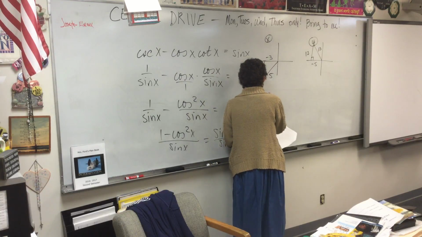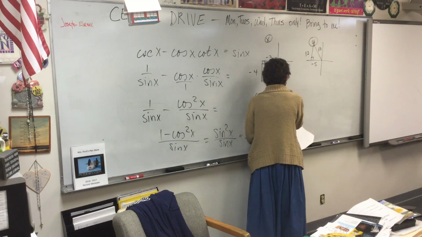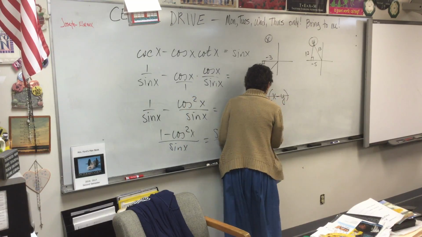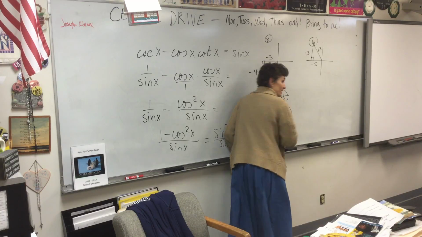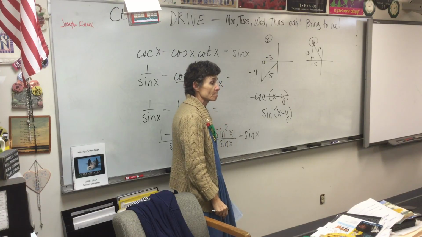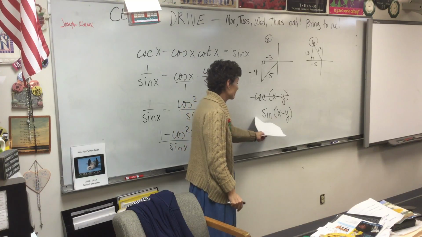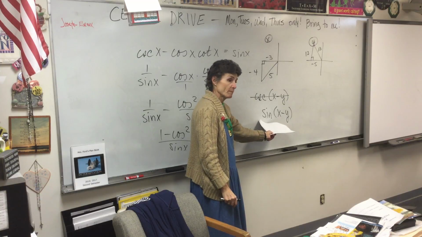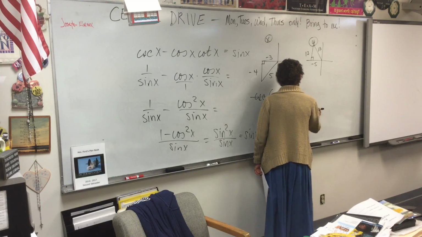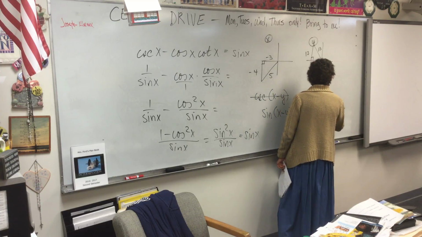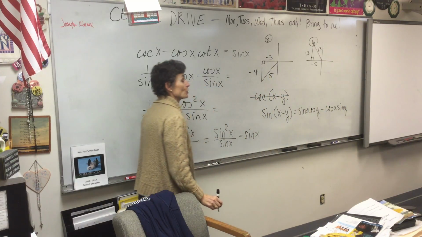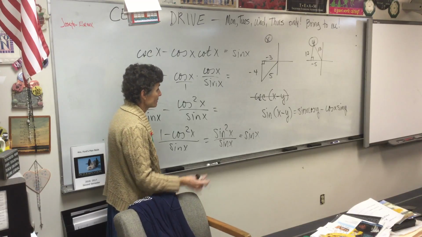The question says, find the cosecant of X minus Y. I'm going to find the sine of X minus Y and then invert it, flip it over. That's what I'm going to do, because I have a formula for this. What's the formula for that? Sine cosine minus cosine sine. And remember when you do that, it's sine of the first, cosine of the second, and then vice versa.